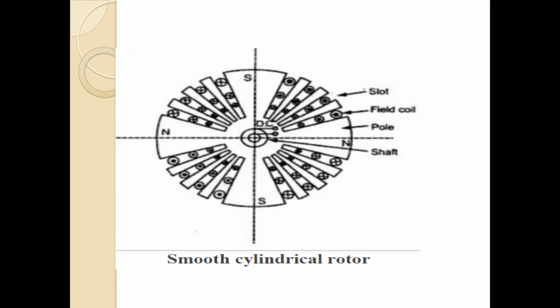The special features of this type are a small diameter and very long axial length, less winding losses, better dynamic balancing, and the speed employed is from 1000 to 3000 RPM.